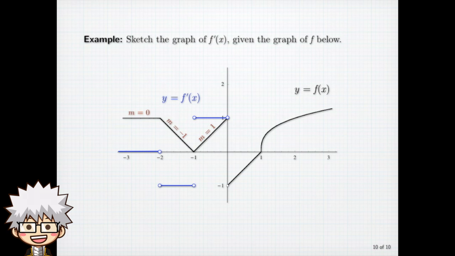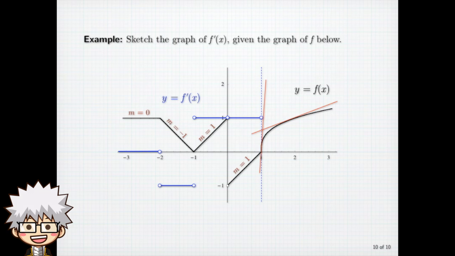Now the graph of f has a discontinuity at x equals 0, so f prime of 0 doesn't exist. Between 0 and 1, the graph of f has slope 1, and so the graph of f prime looks like this. Now to the right of 1, the graph of f has a positive slope, and the closer we are to 1, the larger that positive slope is. In fact, the limit from the right, as x approaches 1 of the slope, will actually be plus infinity.